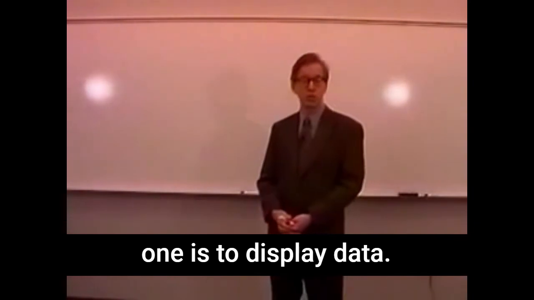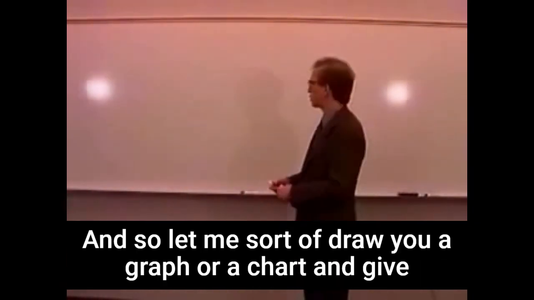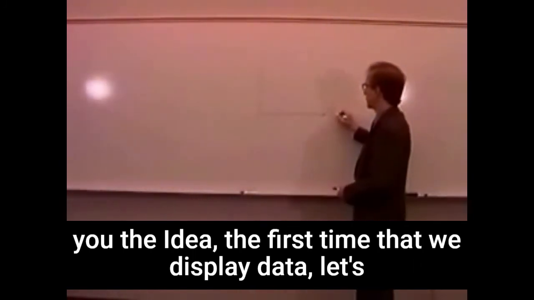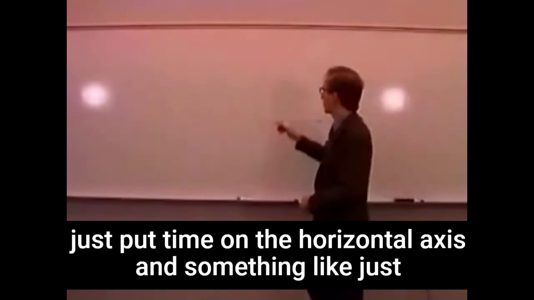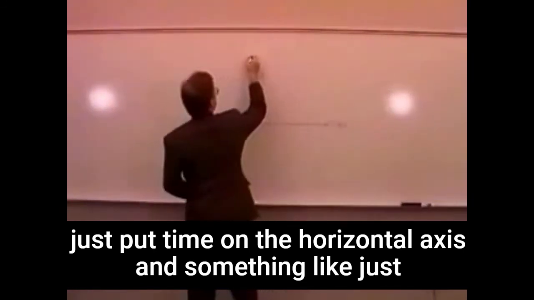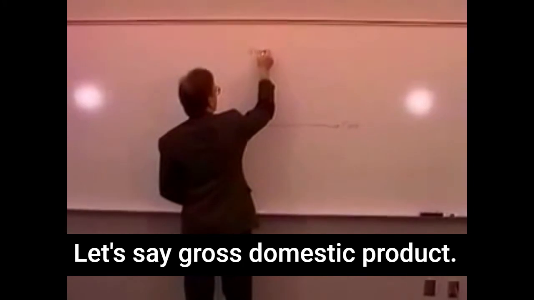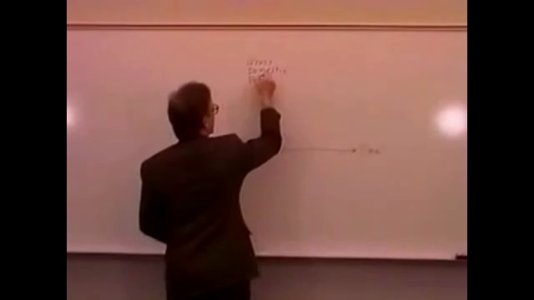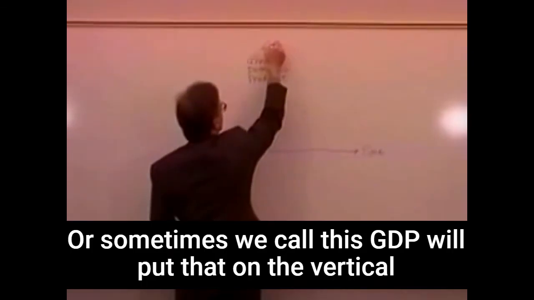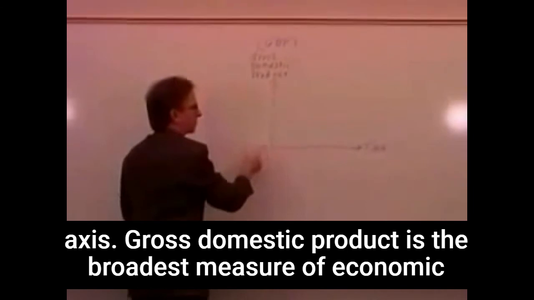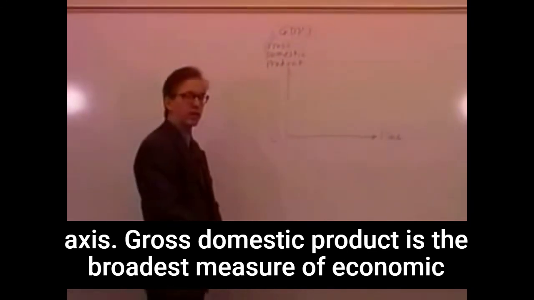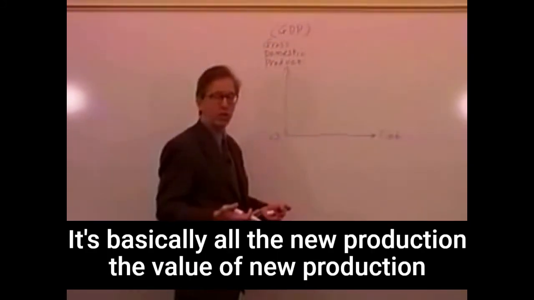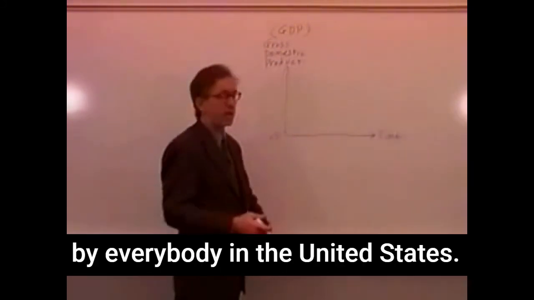We use graphs normally for a couple of reasons. One is to display data, and so let me draw you a graph or a chart and give you the idea. The first time that we display data, let's just put time on the horizontal axis and an economic variable, let's say gross domestic product, or sometimes we call this GDP, on the vertical axis. Gross domestic product is the broadest measure of economic activity in the United States. It's basically the value of all the new production by everybody in the United States.